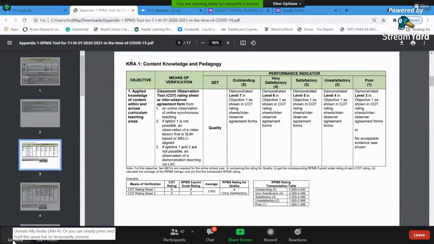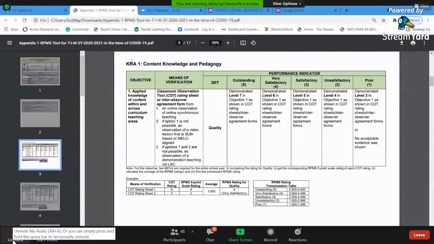Since we are modular, mostly printed modular, unlike in Predad Central, which is in the online learning modality, I will not discuss the online. So the COT during the LAC session, the LAC session held by your rater, is the most important means of verification that you will use.